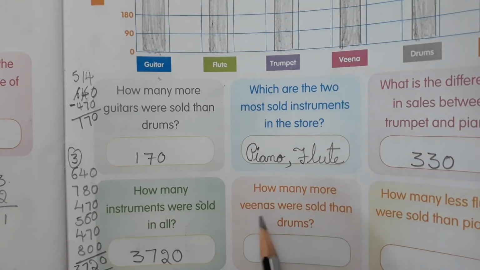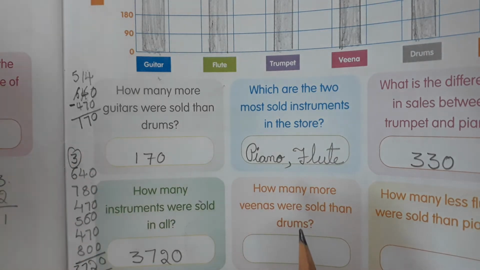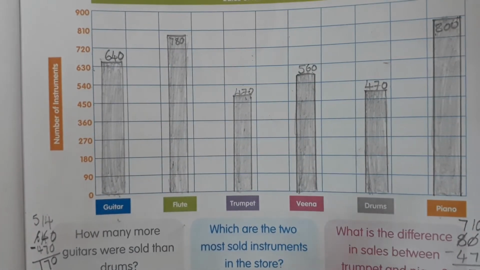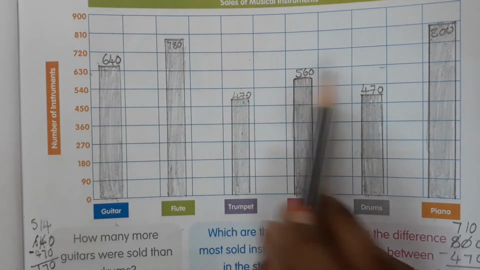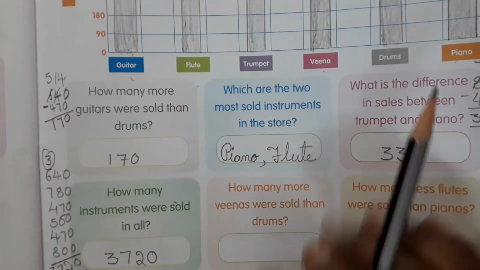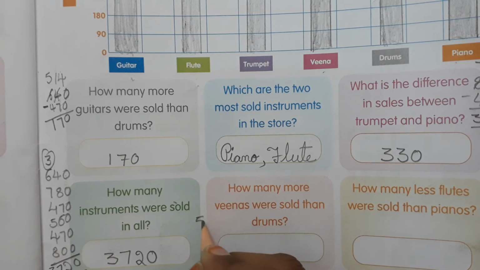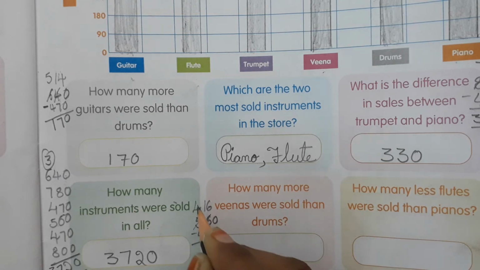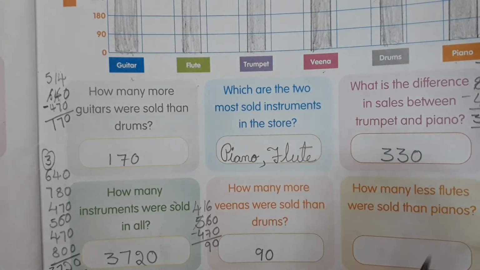How many more veenas were sold than drums? The difference between the veenas and drums. 560 minus 470. So do here 560 minus 470. 0 minus 0, 0. 6 minus 7, not possible. Get borrow. 5 becomes 4, 6 becomes 16. 16 minus 7, 9. 4 minus 4, 0. So answer 90. Last question.